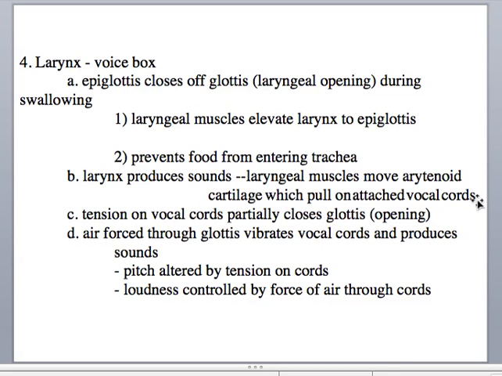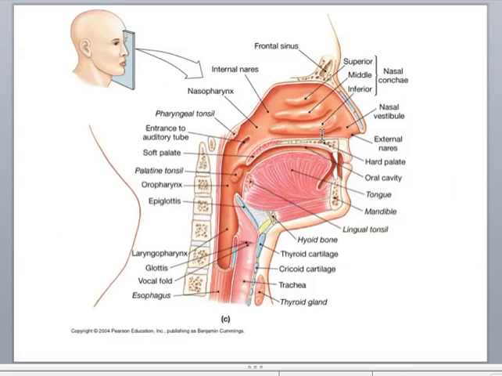So your larynx is also called your voice box. And the epiglottis, again, I showed you that image, it closes off the glottis or the laryngeal opening during swallowing. It's very important that it do that so you don't breathe in liquids or food into your trachea. So the way it does that is that the laryngeal muscles actually elevate or lift up your larynx up to your epiglottis. Let's show you this image.